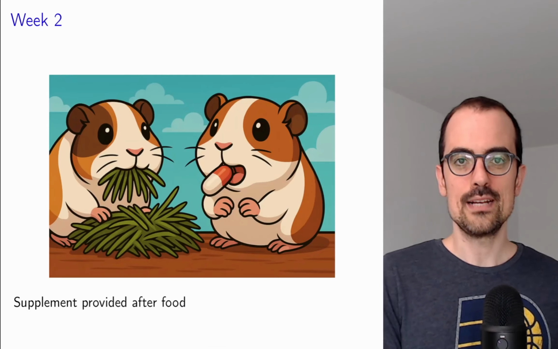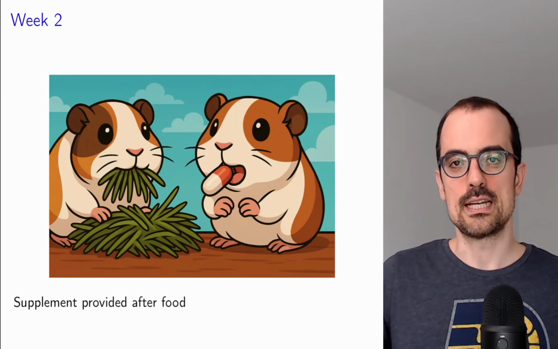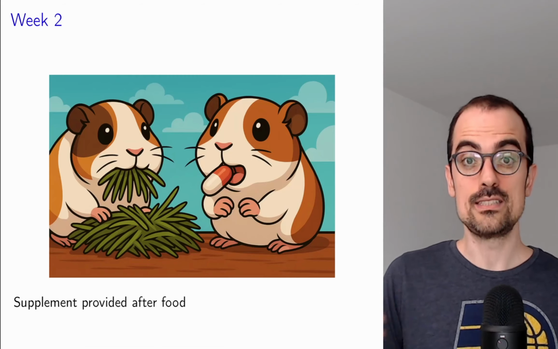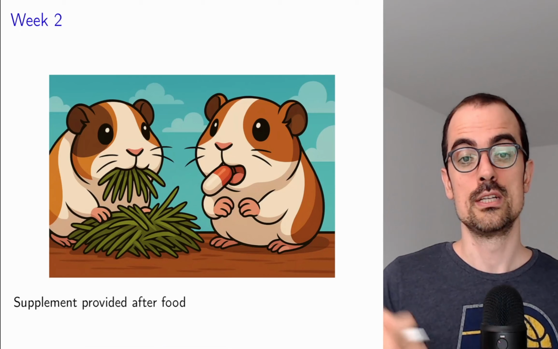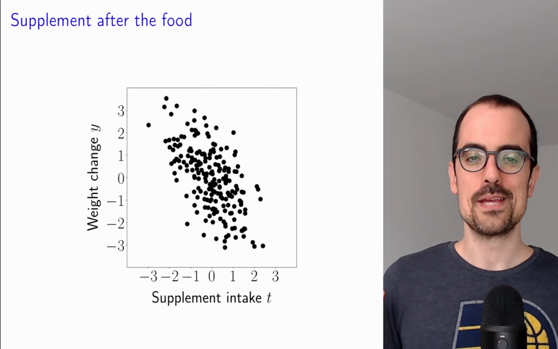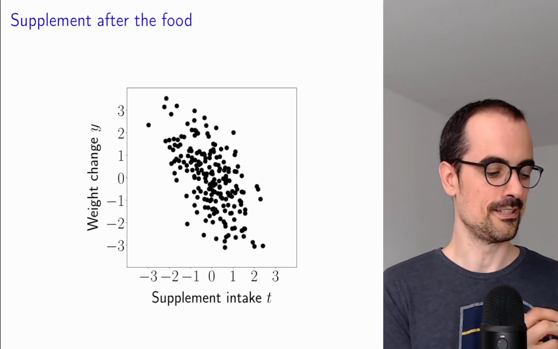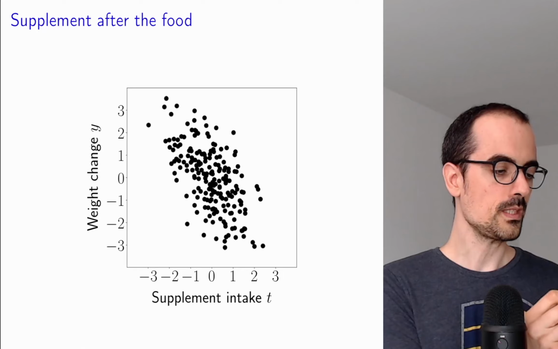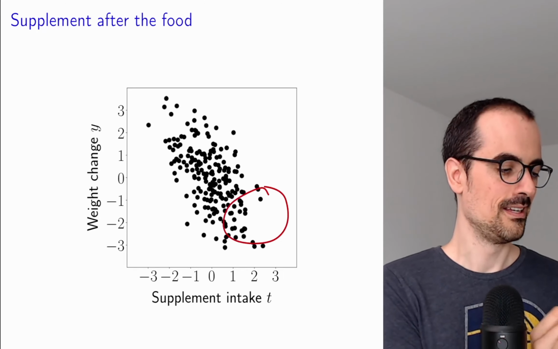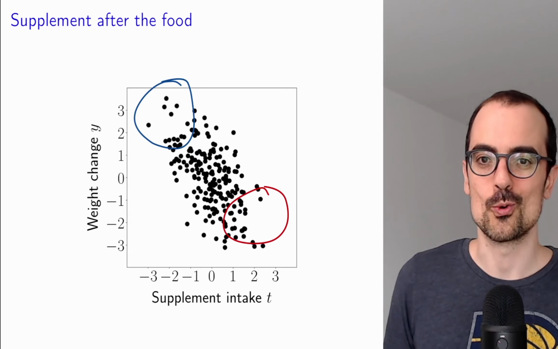So the second week, the person in charge of the guinea pigs changes, and they decide to feed them the supplement after they have eaten their food. And they still keep track of how much supplement each guinea pig eats and what their weight change is. And lo and behold, they observe the completely opposite pattern. Here we see that the guinea pigs that are eating more supplement gain less weight, and the guinea pigs that eat less supplement gain more weight.